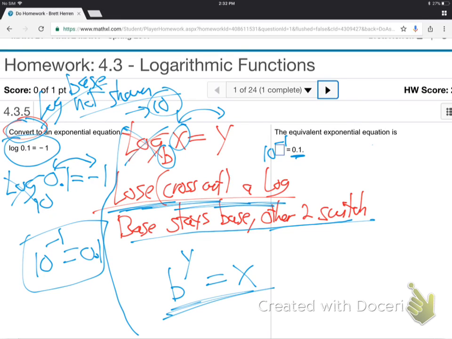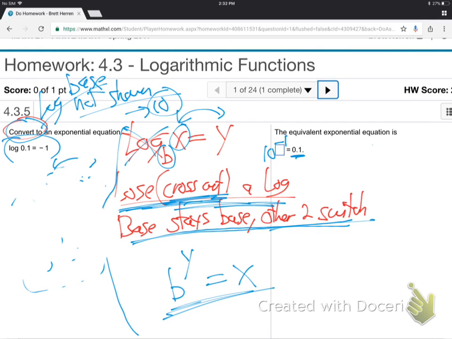So again, here's the rule. When you lose or cross out a log, the base stays the base, the other two switch. Maybe it'd be good for all of you just to see it one more time. So how did I do this problem? Let me just run it over again real quick.